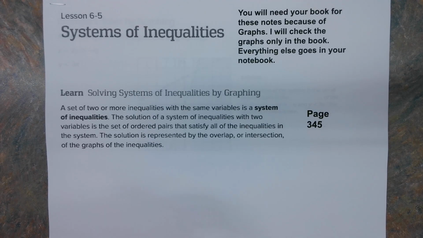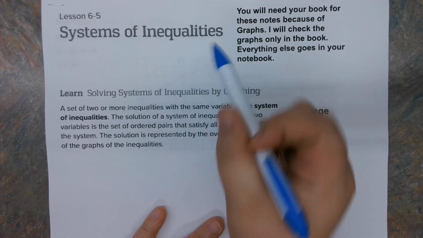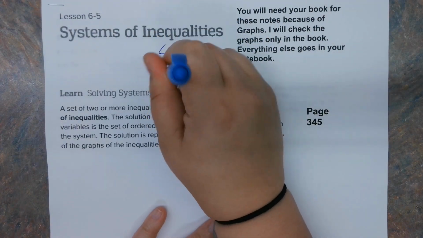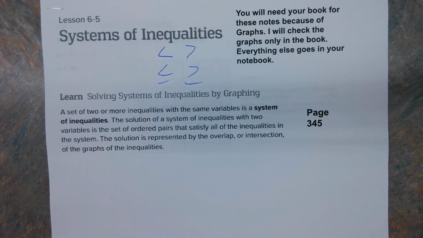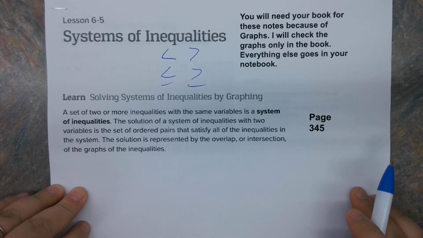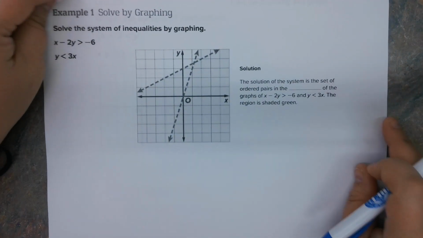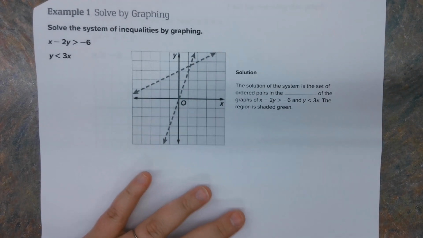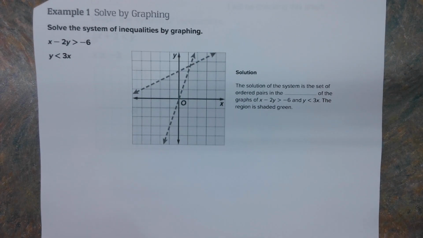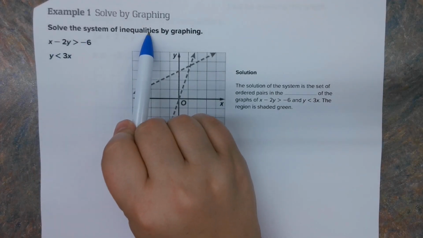Okay? So we're working with systems of inequalities. It's just like what we've been doing with systems of equations, except it's an inequality, which means it uses all of our inequality symbols. So here we go. We're going to go on to example 1. I have black and white, so I have some highlighters to be able to shade the things to show you better than my black and white copy of this book. So we're going to solve the system of inequalities by graphing.